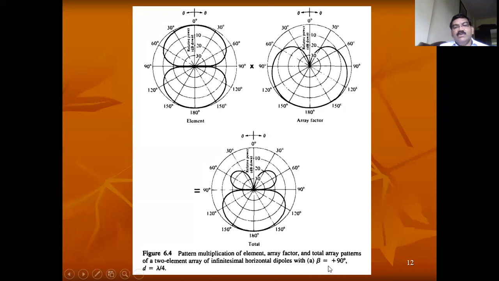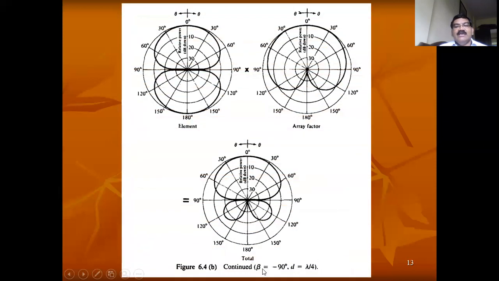Similarly, if this is plus 90, and we take beta as minus 90, then what happens? The array factor is changed, so instead of the downside lobe, the lobe direction is changed. So this is the importance of the array, by changing the phase between two elements, that is beta. I hope you have understood this. Is the array factor concept clear?